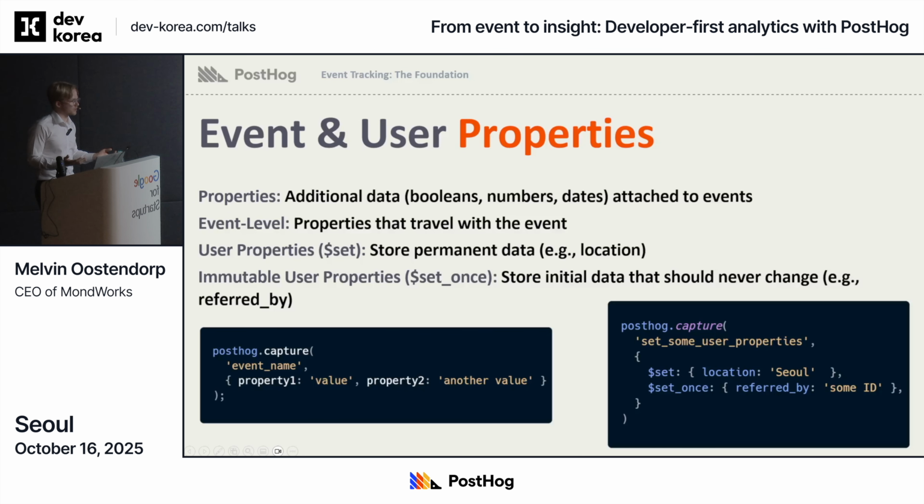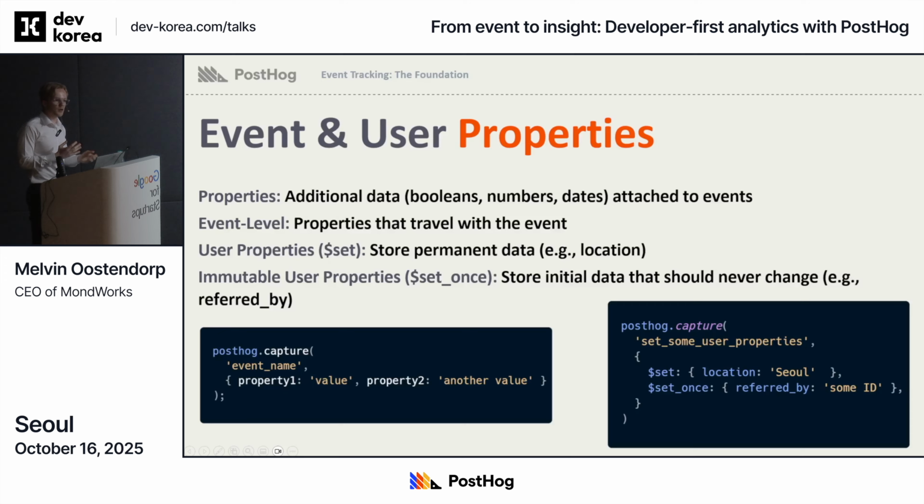And what are properties? Properties are metadata attached to an event. They'll be useful later on for filtering. You can attach as much or as little as you want, and PostHog supports strings, numbers, booleans, anything you can imagine.